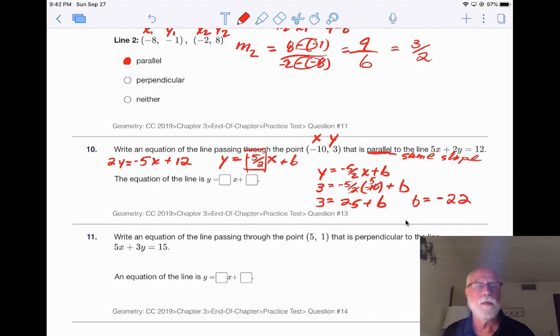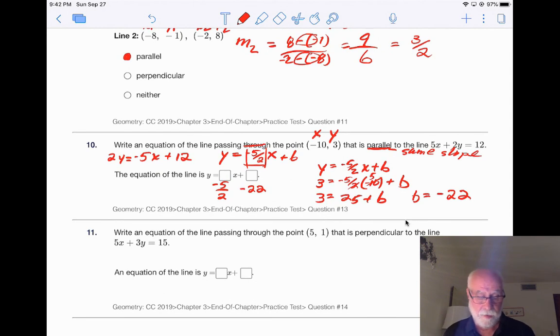So on this problem, you're going to put in negative 5/2 as your fraction, and then it says plus, well, you just have a negative 22 there, so you would put a negative 22. Remember, if you were writing it, plus a negative just becomes a minus. So your answer, if you were writing it down, would be negative 5/2 x minus 22. But since they have it already written for you, just use the sign. Okay.